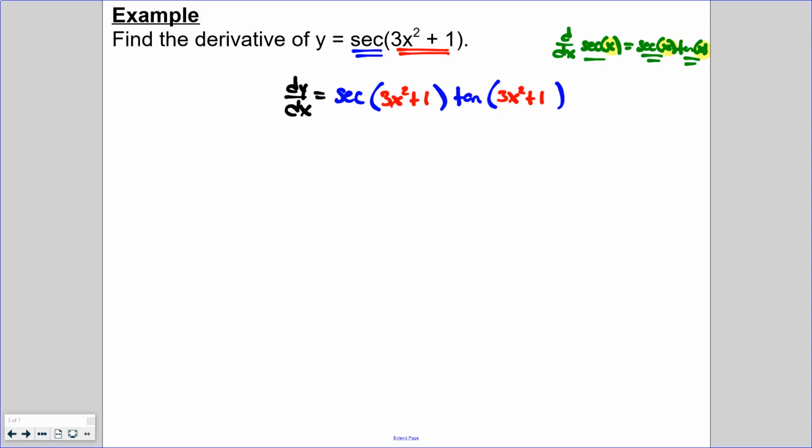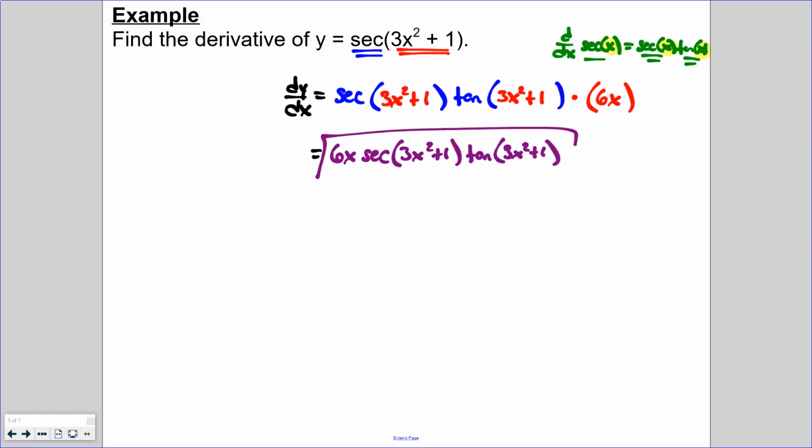All right, we've only done half the chain rule because we have only taken the derivative of the outside. So then we need to multiply by the derivative of the inside. And the derivative of 3x squared is going to be 6x, and the derivative of 1 is 0. And then we can just simplify this, and really the only thing we can do to simplify is move the 6x to be in the front. So we are going to get 6x times secant of 3x squared plus 1 times tangent of 3x squared plus 1. And there is our derivative.